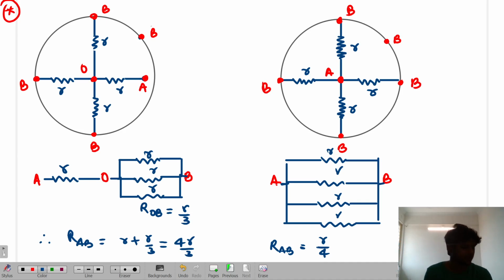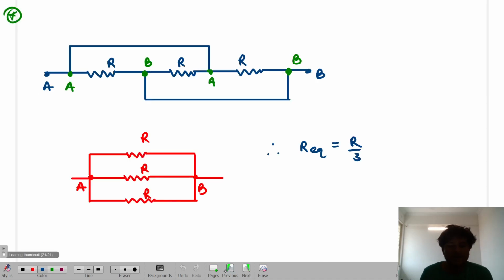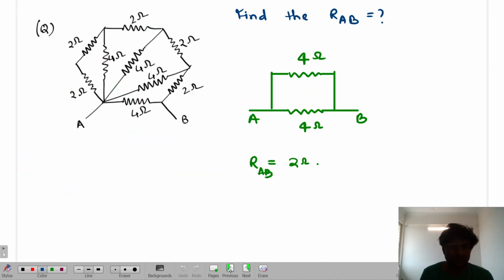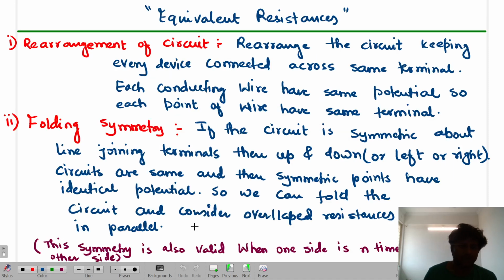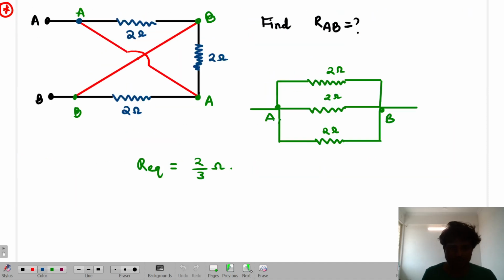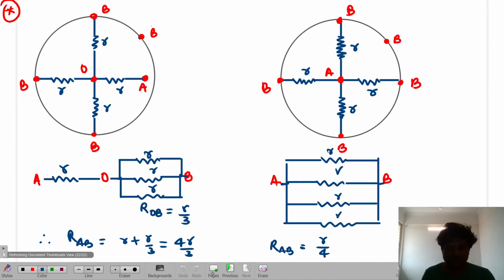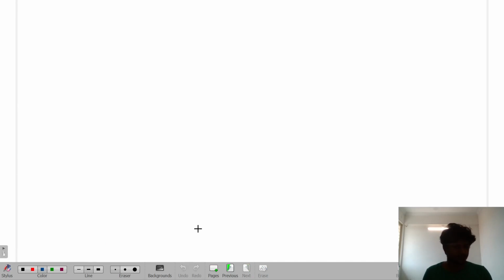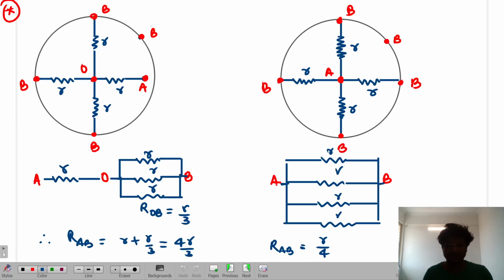So that's my concept. Okay. Now the second one, which we were trying to understand, was called folding symmetry. Yeah, let us do some more arrangement questions. Then we'll go to symmetrical types. Okay, one minute. You write this, then I'll move ahead.